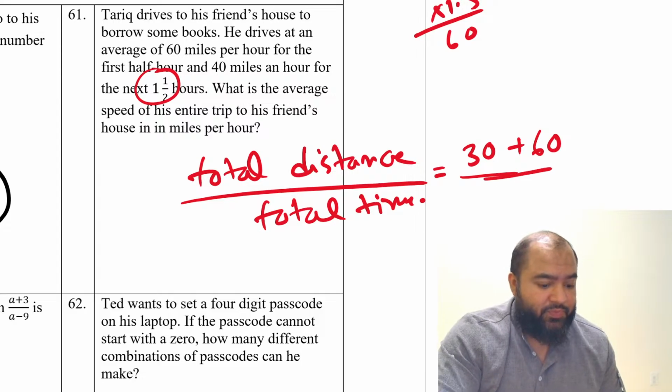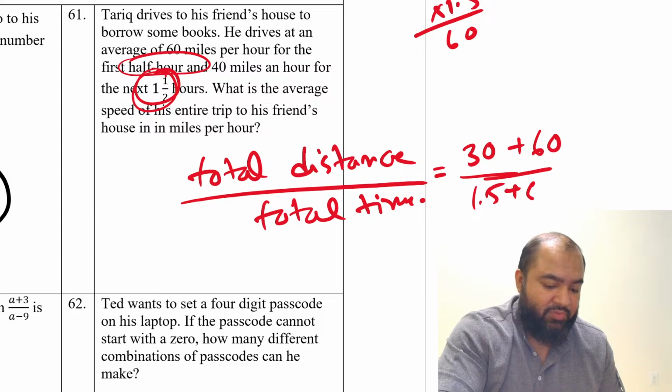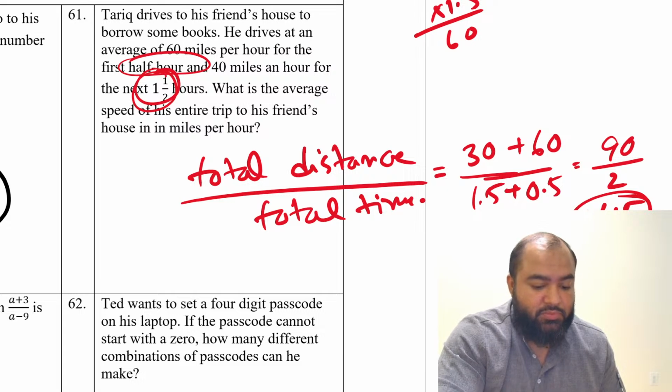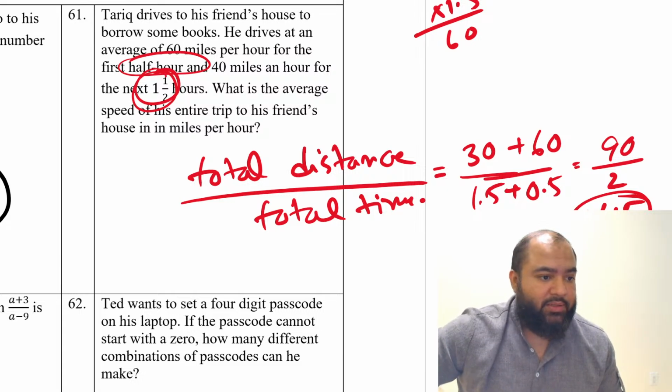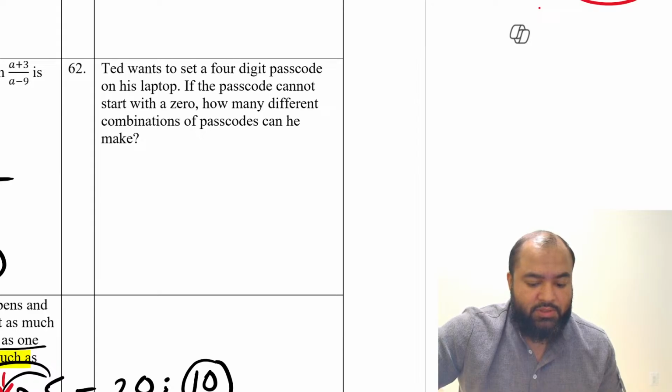So over the total time, it was 1.5 plus the half an hour. Remember, for 60 miles per hour for half an hour. So 1.5 plus 0.5. So that's 90 over 2. So that's 45 miles per hour actually. I hope I did the math right, but that's how it is. So you can go next, number 62.